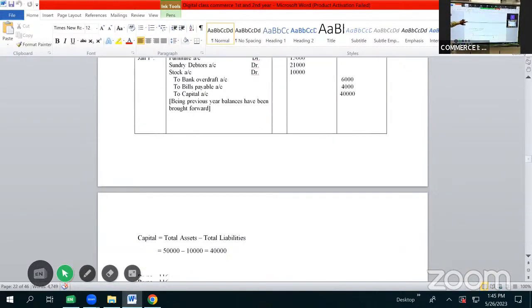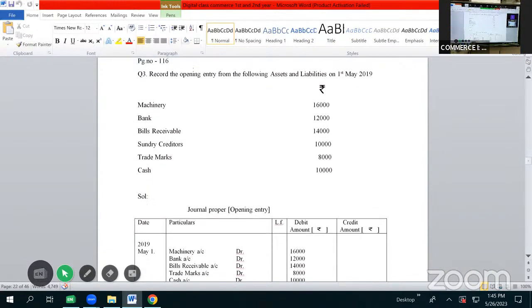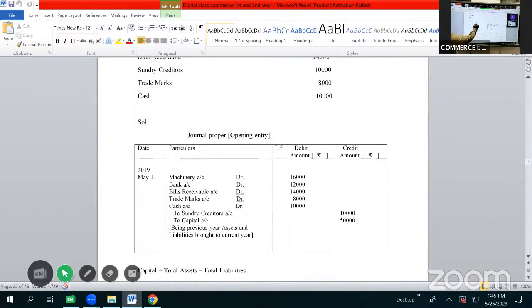Coming to the next problem from the same topic, page number 116, question number 3. Record the opening entry from the following assets and liabilities on 1st May 2019. So here is the solution. The heading will be journal proper or opening entry. The format will be the same as that of journal entries: date, particulars, LF, which stands for ledger folio, debit amount rupees, credit amount rupees.